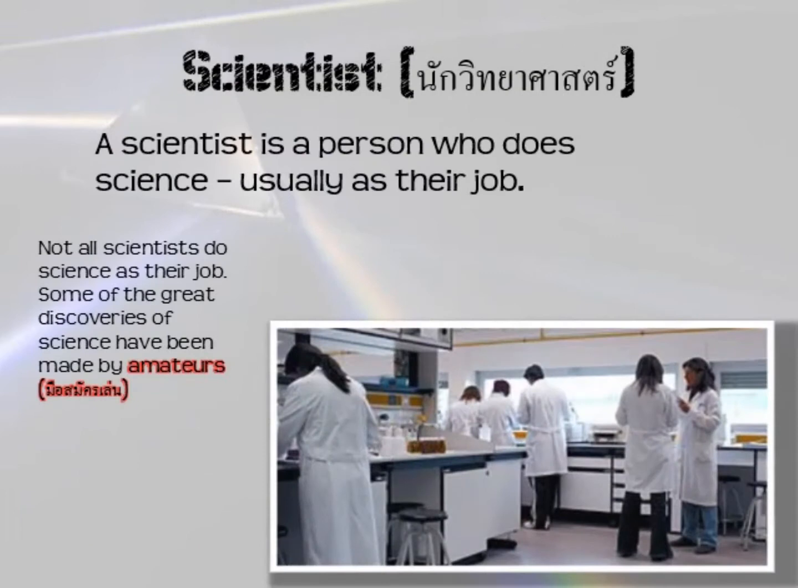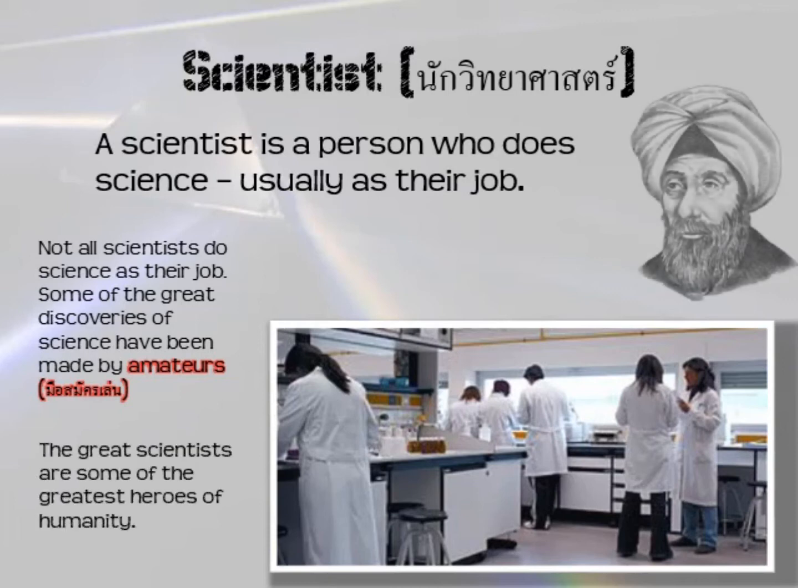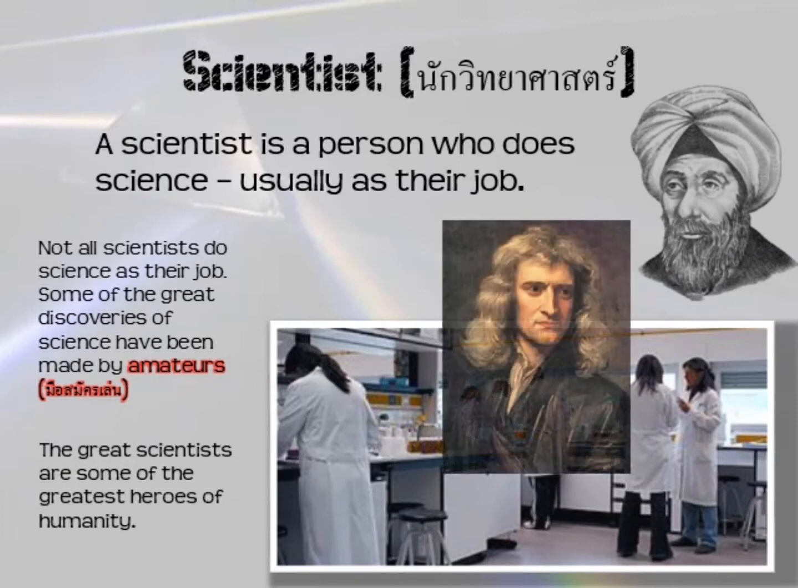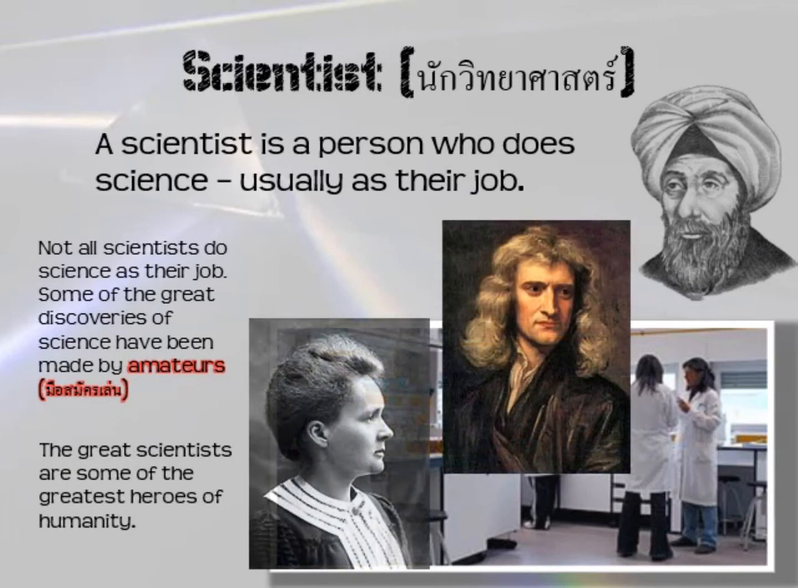Scientist. So, a scientist is a person who does science, usually, but not always, as their job. Some scientists have been amateurs. Amateurs who do science for fun or for any other reason, but not as their job. So, to me, at least, and some people might disagree, but the great scientists are some of the greatest heroes of humanity. And here are 3 examples.